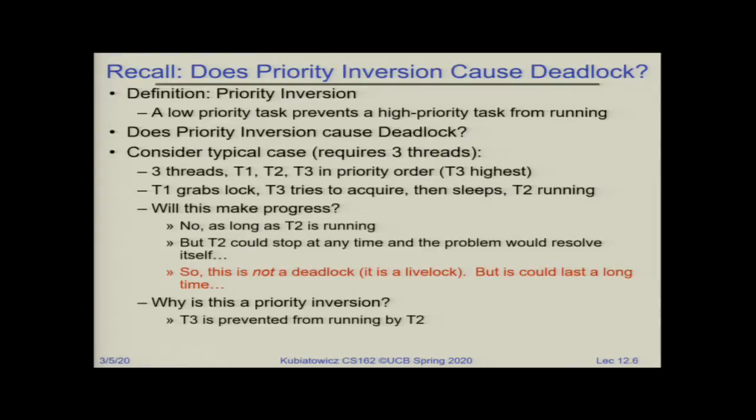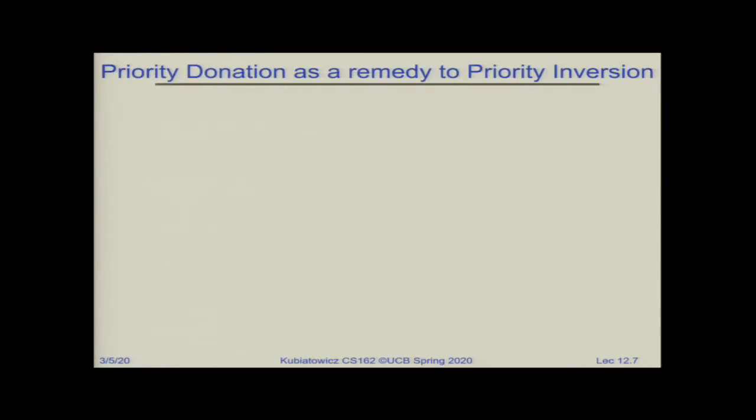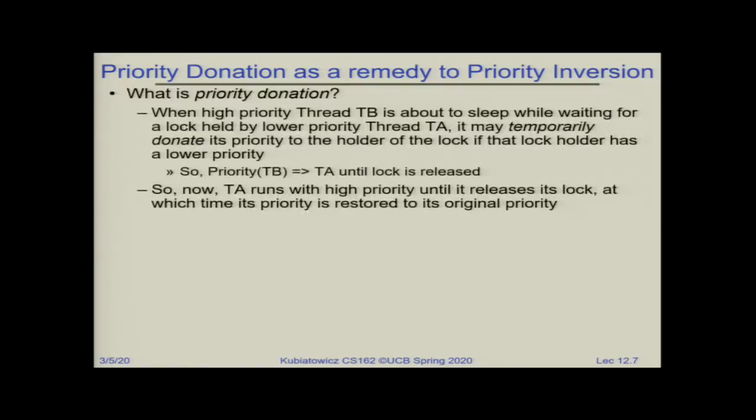Now, here we go. Question. Priority donation has probably already come up in section, but I want to talk to you a little bit about it as a remedy for this problem. So what is priority donation? That's when a high priority thread, we're going to call it TB, is about to sleep while waiting for a lock held by a low priority thread TA. What happens? TB gives its priority to TA for a short period of time, just long enough for TA to run and release the lock. That's donation, okay? So A gets donated enough priority from B so that it runs at least at the level that B would have run.